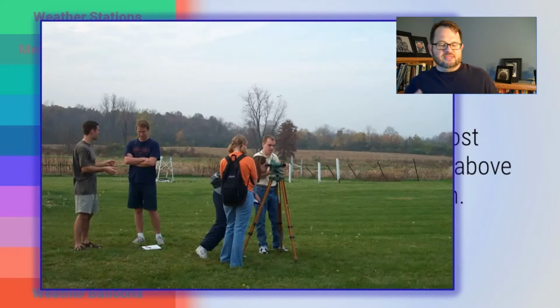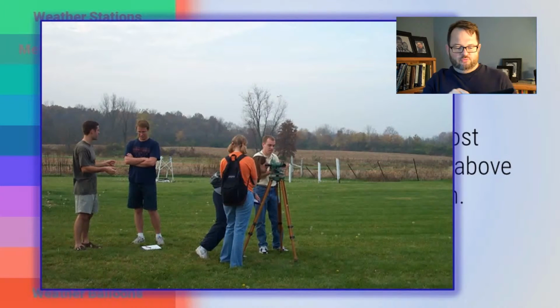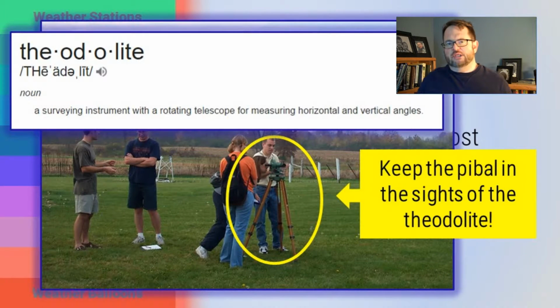At the same time, the other students are across the field with an instrument on a tripod. That instrument is called a theodolite. Now, theodolite is a word that you probably don't use in your day-to-day life. Pulling up a Google definition here, it says that it is a surveying instrument with a rotating telescope for measuring horizontal and vertical angles.